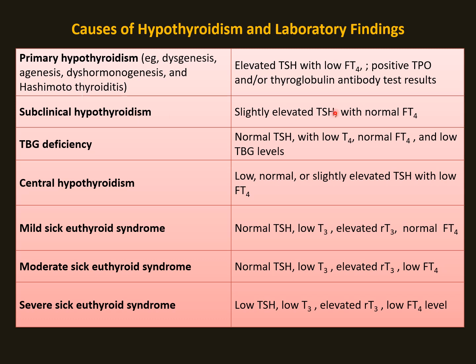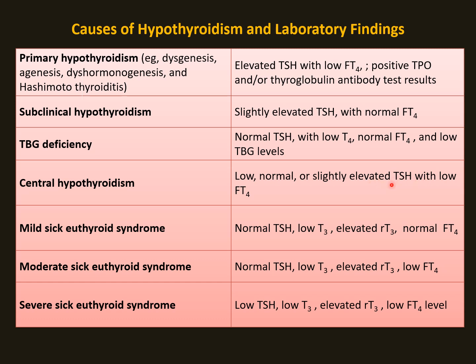Subclinical hypothyroidism: you will have a slight elevation in TSH with normal free T4. Thyroxine binding globulin deficiency: normal TSH with low total T4, normal free T4, and low thyroxine binding globulin level. If you do not order total T4, you will miss this diagnosis, and luckily no treatment is necessary. Central hypothyroidism: the TSH will react inappropriately to the low level of free T4, so it can be low, normal, or slightly elevated.